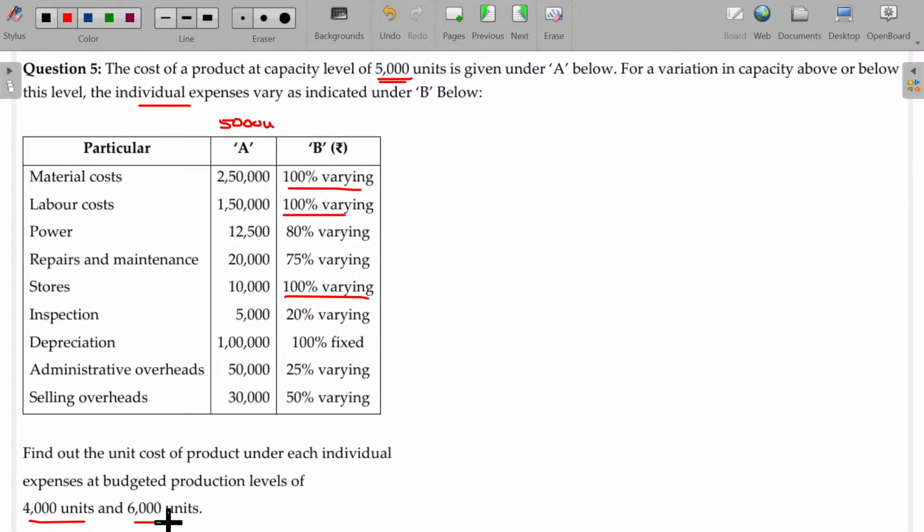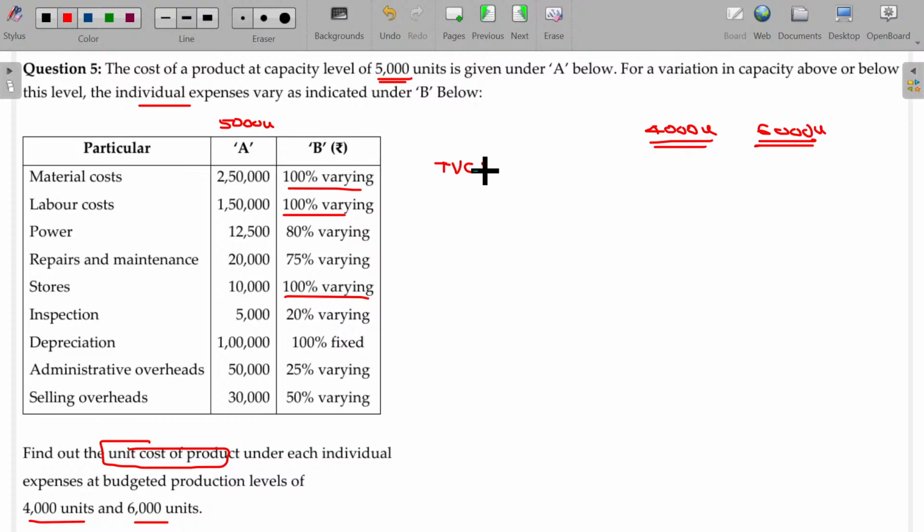Find out the unit cost also. Finally, you have to get the unit cost of product also. Finally, whatever the things asked in the questions, you have to monitor it properly and answer it. So for 4,000 units, for 6,000 units. We'll start with the variable cost.